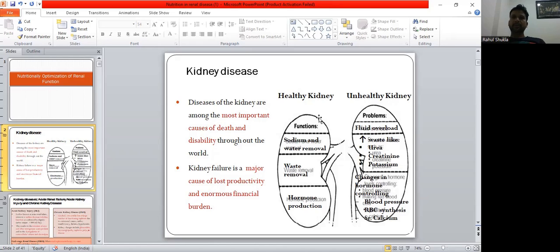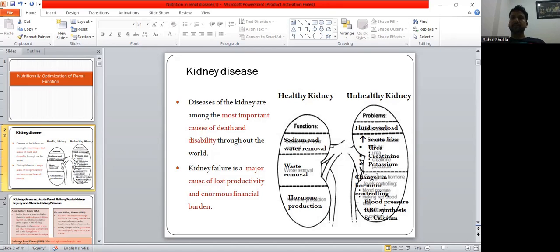So the kidney has important functions like sodium and water removal, waste removal, and many hormonal productions like the active form of vitamin D, erythropoietin, and different other functions. And on the other hand, if the kidney is unhealthy, it will lead to fluid overload, increased retention of urea, creatinine, and potassium, and change in hormonal function, like blood pressure control is disturbed.